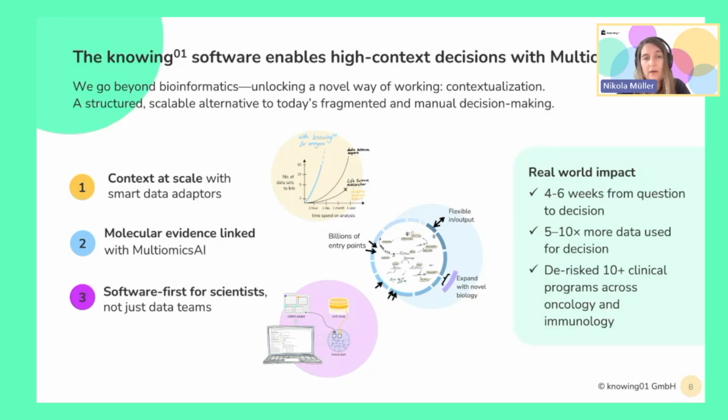We see that we can go from 4 to 6 weeks from a question to a decision. We see a 5 to 10-fold increase of the data scope, so the decision is really being made on robust data numbers. And we have already seen that we can effectively de-risk 10 or even more clinical trial programs, from oncology to immunology, all the way back and forth. It really always works with the same technology, the same way, and we can really succeed here and support biotechs in their development path.